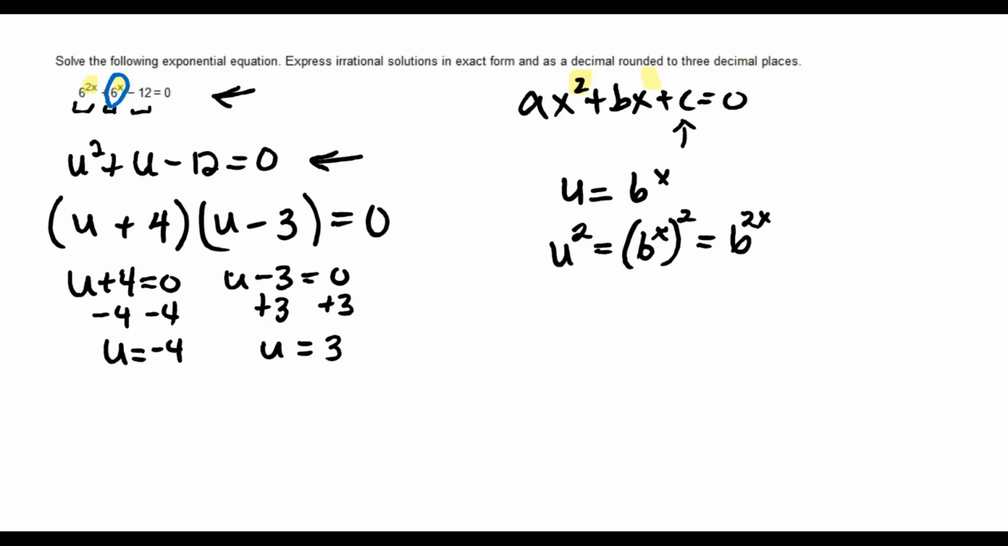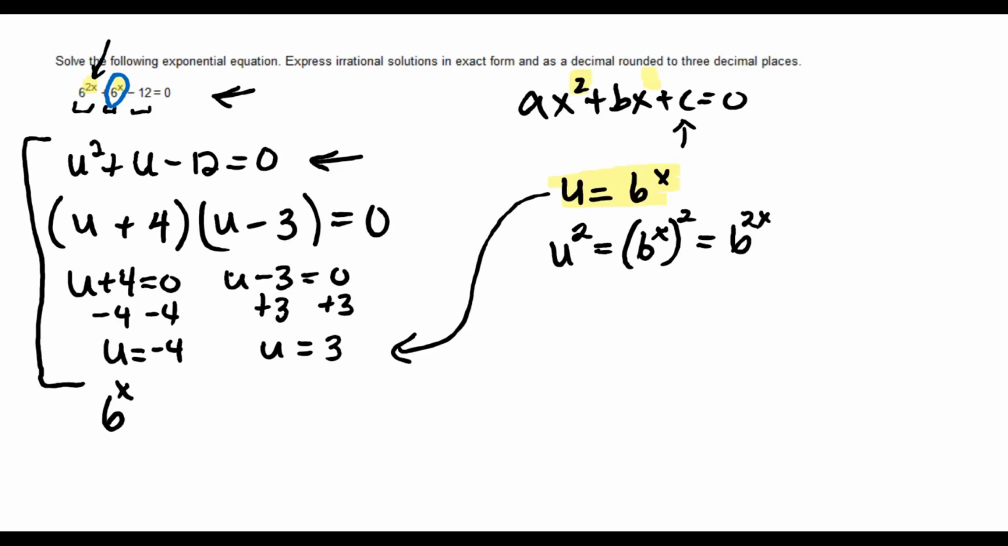Now we've solved this intermediate equation for u, but what we really wanted to know is what is x. So now we're going to bring back the substitution that we made so that we can bring back the x. u was 6 to the x, so we're going to put this u to be 6 to the x, and this u to be 6 to the x, and solve these exponential equations that we have left.